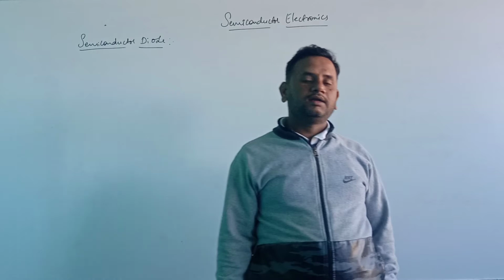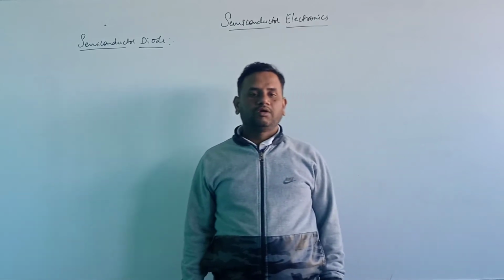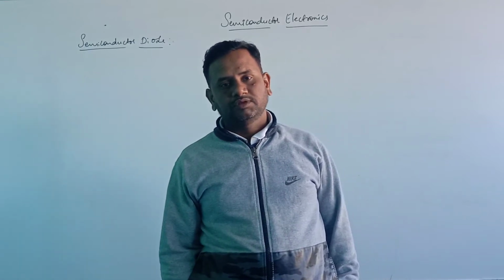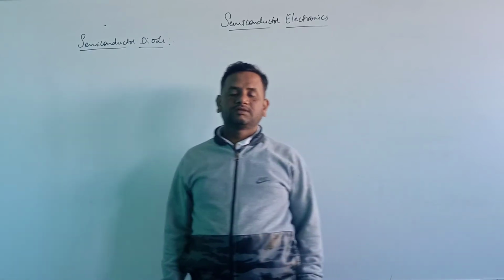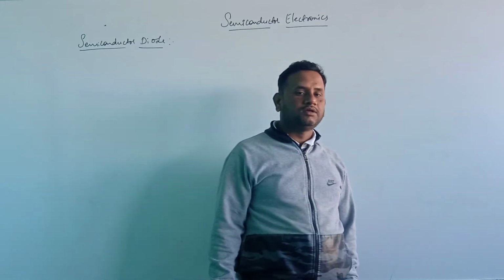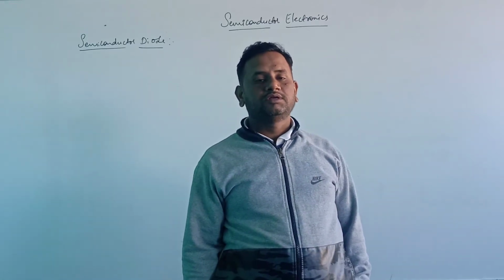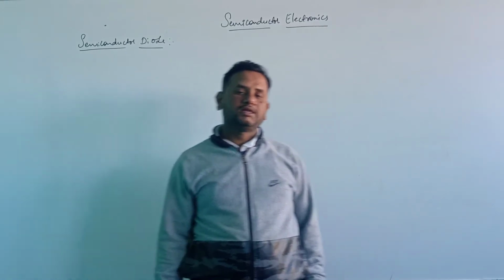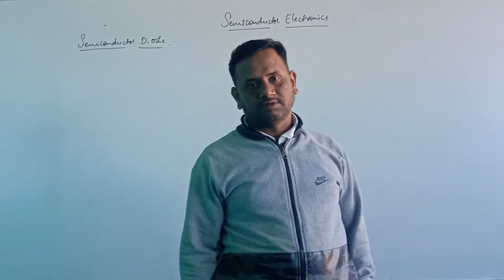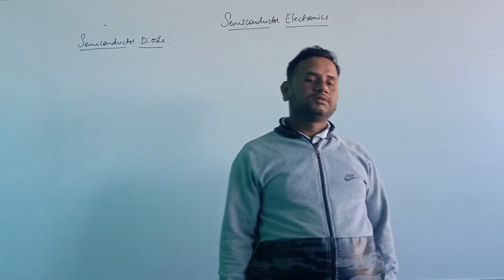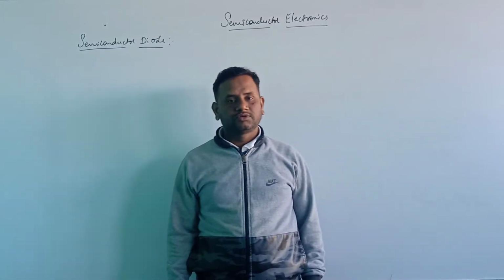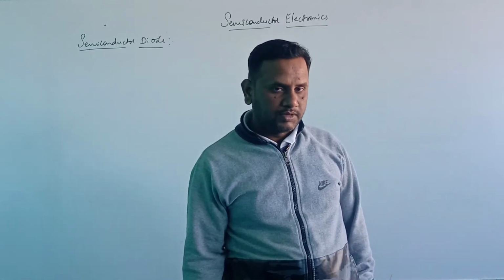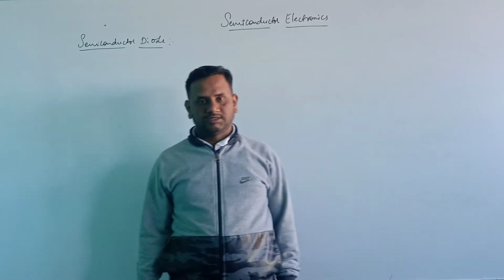And at equilibrium state, what happens in the PN junction? Diffusion current is mainly due to the motion of the majority charge carriers from the P region to the N region and from the N region to the P region. And drift current is mainly due to the motion of the minority charge carriers present in the P region and the N region.